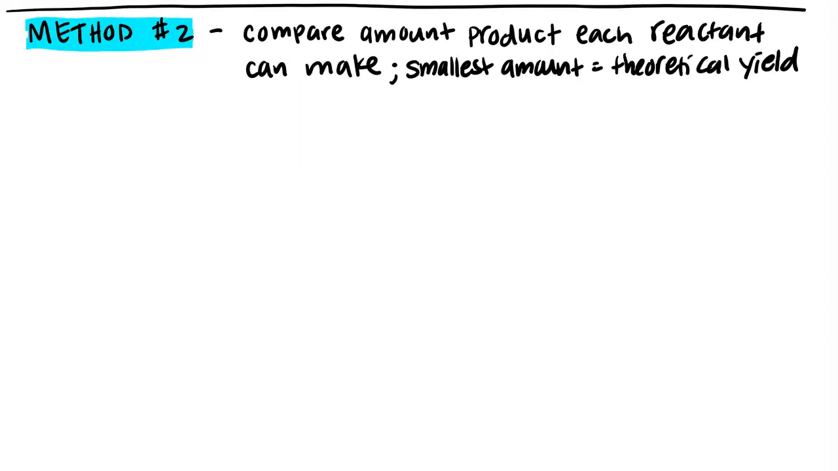Okay, method number 2 is where you calculate the amount of product made by each reactant, and then you compare those two product quantities, and whichever one is the smaller quantity is going to be your theoretical yield. So here's what the work would look like.